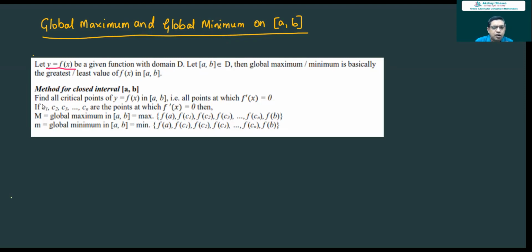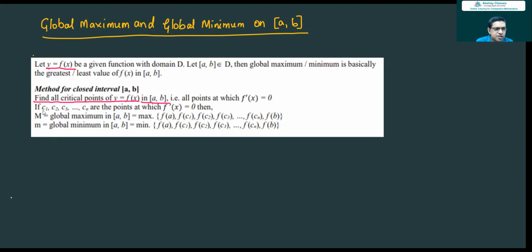Now, how to find the greatest or the least values? First thing is to find all the critical points. Find the critical points of y equal to f of x in the closed interval AB. That is, find all the points where the first derivative is 0. Of course, the points where the function is discontinuous, that also we need to identify for discontinuous functions. If they are continuous and differentiable functions, this condition is sufficient.